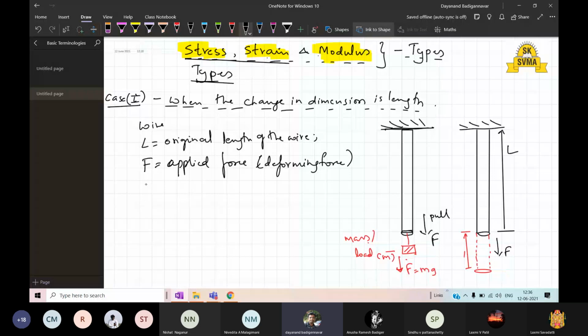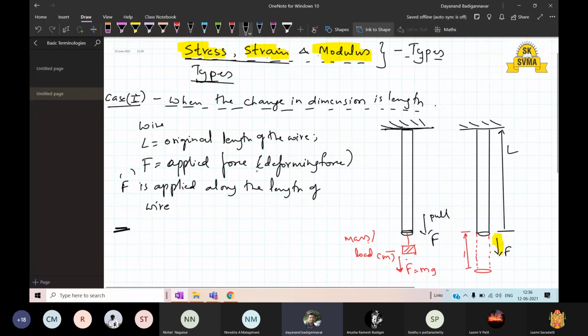So the force F is applied along the length. Keep in mind, along the length of the wire. Look at this force, it is applied along the length. So once you apply the force along the length, there is a change in dimension.